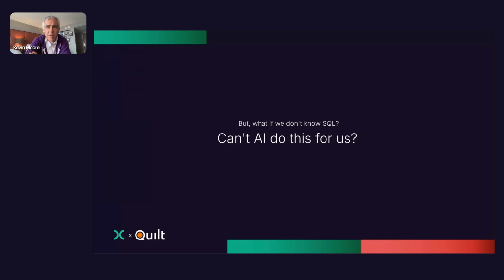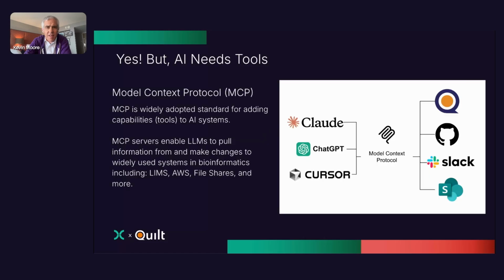We had to set up the federated querying. It still produced a dependence on users knowing SQL, maybe users plus a little help from ChatGPT. But now it's 2025, and so we really are thinking, what if we don't know? Can't AI just do this for us? And happily, the answer is yes.